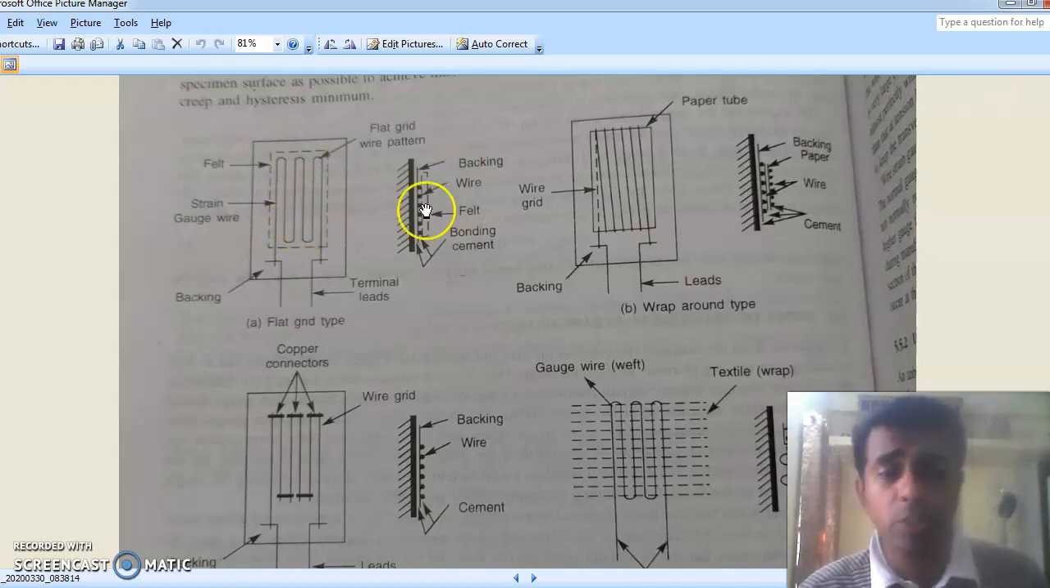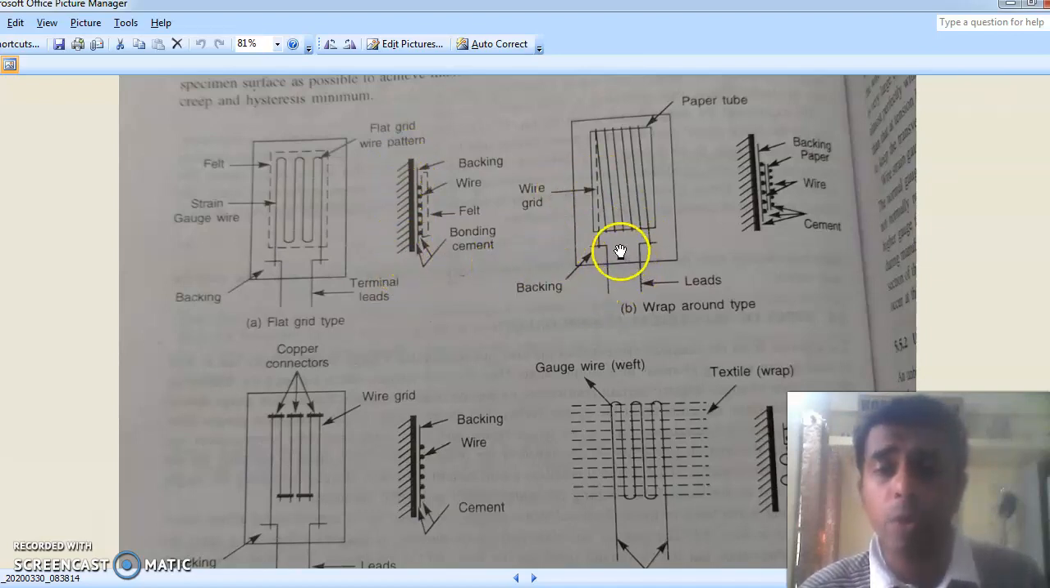Okay, so this wire grid is actually glued or adhered to this backing, where the backing will take the strain from the specimen. This is the side view where you can see that we have the wire here, we have the bonding cement or the adhesive, which is an insulating one, and this is actually glued onto a backing. So this backing will take the strain from the specimen.